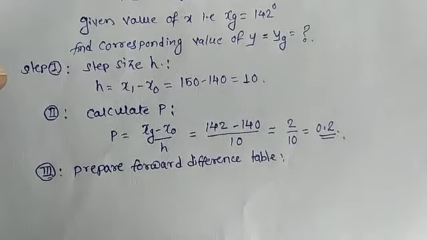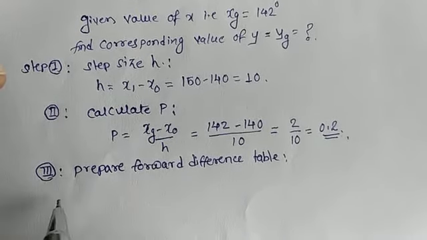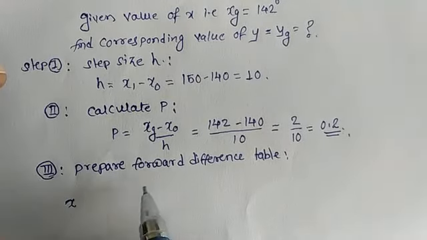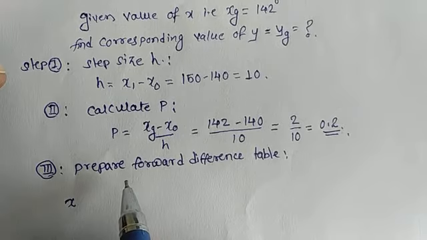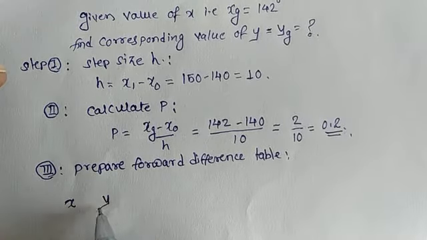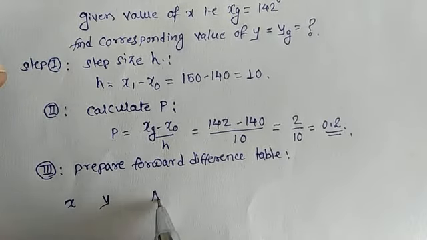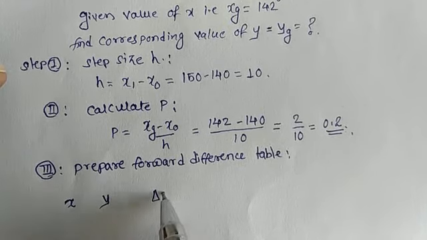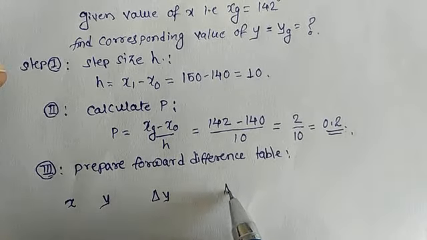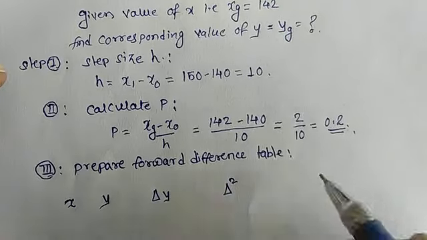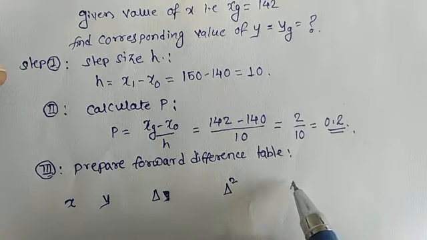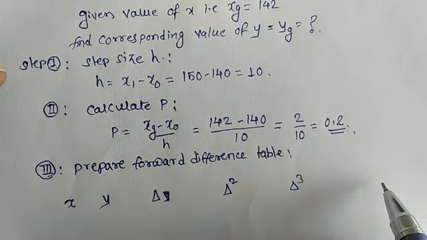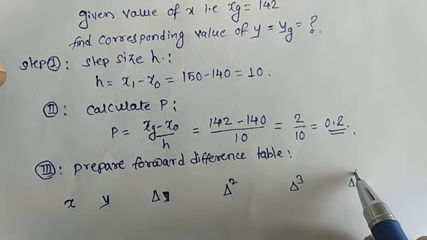Now for the forward difference table, here are the values of x, after that you have to consider the values of y. Next there will be the first difference, which is denoted by del y. Next the second difference, del square, or you may write only del square. Next the third difference is del cube, and if necessary we will go to the fourth difference.